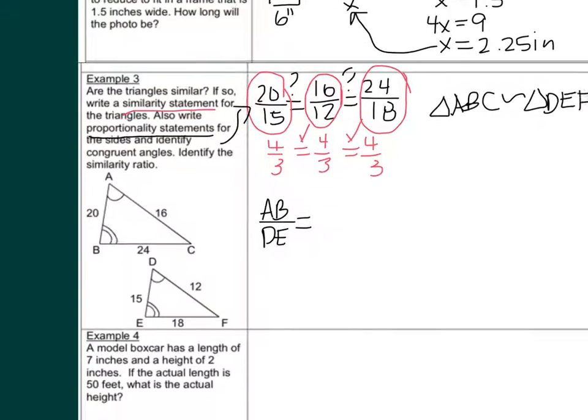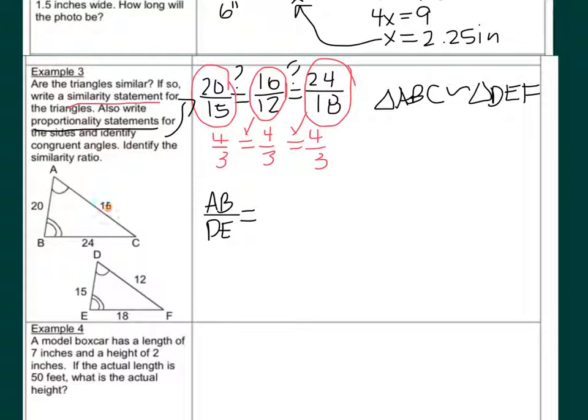Then we looked at 16 and 12, or AC and DF. And lastly, we looked at BC and EF. Okay, those are my proportionality statements.